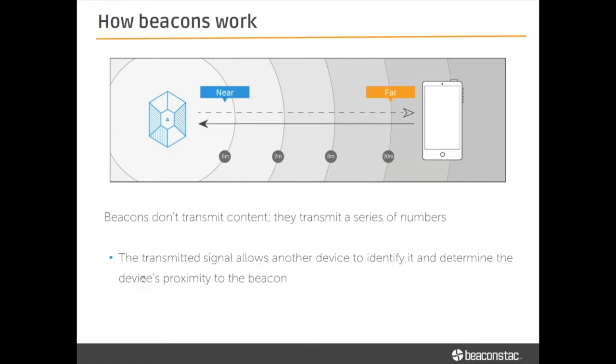It's important to note that beacons don't actually transmit content. Instead, this BLE signal is transmitting a series of data packets that are often identifying numbers. This transmitted signal allows that mobile device to identify that specific beacon and determine its relative location, so whether it's near or far from that beacon. And when it's in proximity to that beacon, you can set a certain rule to trigger a really interesting action, such as sending a targeted piece of content, tracking a certain metric in your offline location, among many other use cases, many of which we'll go into in tonight's webinar.